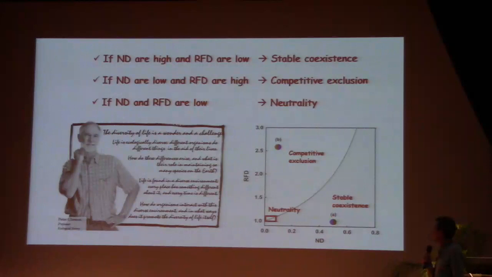So here's the modern perspective that was developed by Peter Chesson. And if you look at this graph here, on the x-axis we have niche difference, on the y-axis we have relative fitness differences, and there's two different parts. So if niche differences are high and relative fitness differences are low, it's easy to coexist because you would be up here in this region where niche differences act to stabilize your coexistence and fitness differences are small. If niche differences are low and fitness differences are high, you're up here, then there's nothing to stop you from going towards competitive exclusion. And then neutrality is a special case where both niche differences and fitness differences are both small. So that's the theoretical framework.